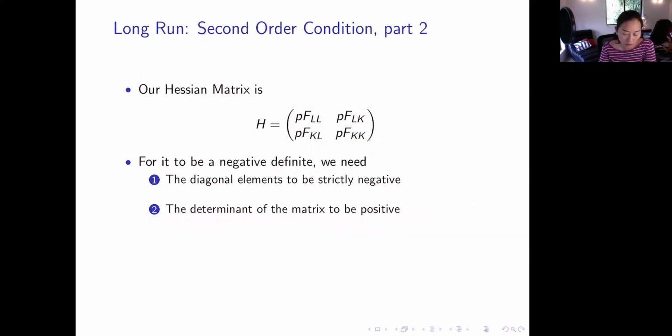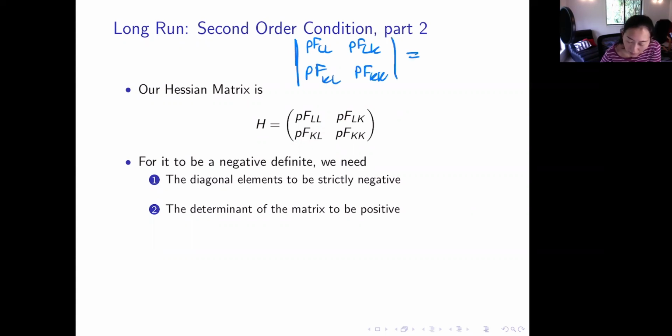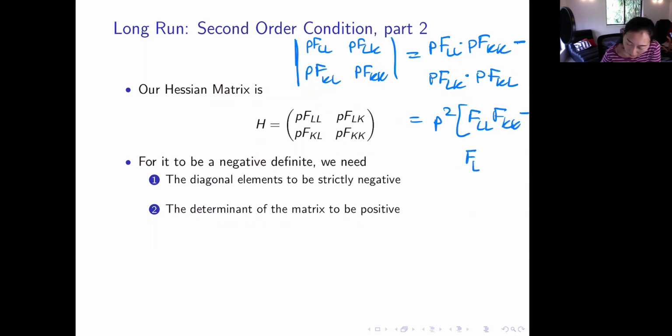So you can compute the determinant of this matrix. The determinant of this matrix would be P squared times FLL times FKK, right? Less P squared times FLK times FKL. So the determinant of PFLL, PFLK, PFKL, and PFKK is equal to PFLL times PFKK less PFLK times PFKL. So we take P squared out, we get FLL, FKK less FLK times FKL, right? So this is the determinant of this Hessian matrix, and it needs to be positive.